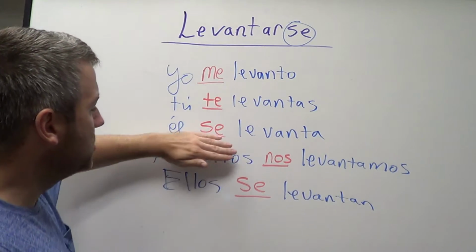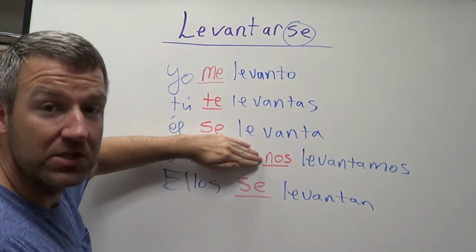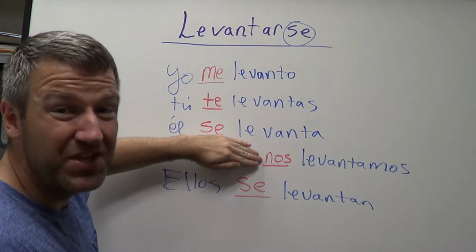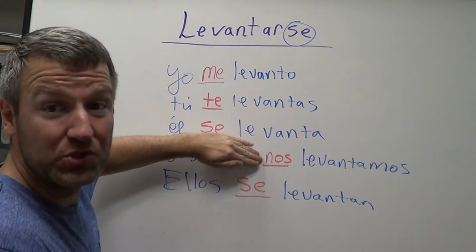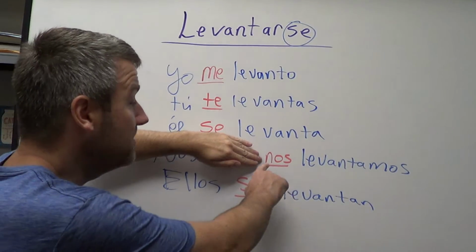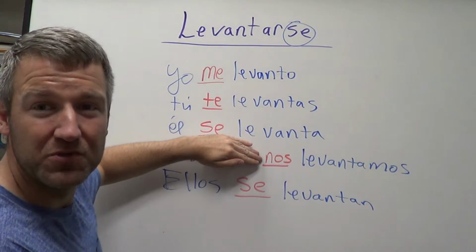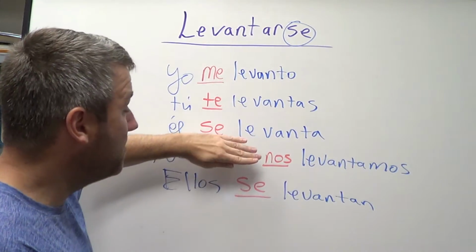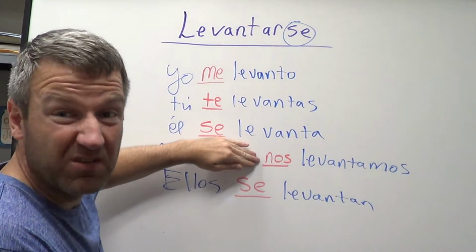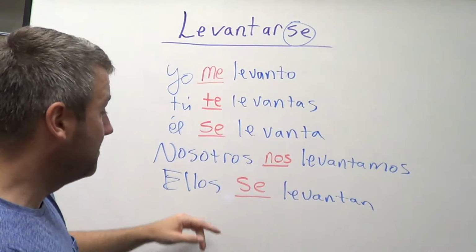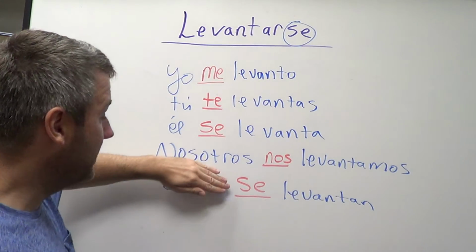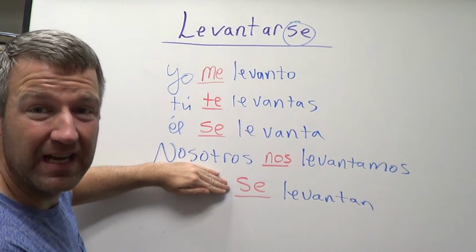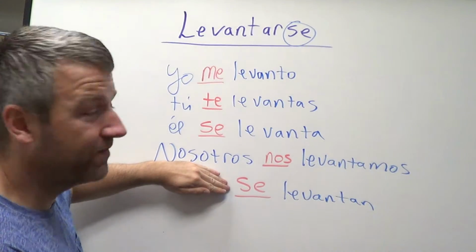But if I omit the nosotros and all you see is nos levantamos, well, nothing else besides nosotros or nosotras could match up with nos levantamos. So there's no confusion. So for that reason, you could omit the nosotros if you wanted to. It wouldn't cause any confusion. But down here, if I get rid of ellos and you just see se levantan, again, you're not going to know who that's referring to.